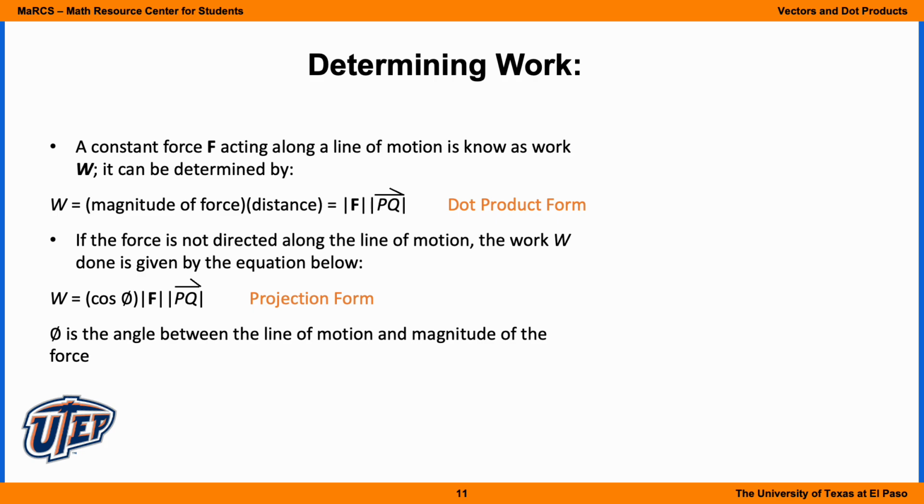A constant force F acting along a line of motion is known as work. So it can be determined by the magnitude of the force times the distance. So we have the magnitude of F, our vector, and the distance given by the initial point P and terminal point Q. Now, if the force is not directed along the line of motion, the work done is given by the equation below. So work is equal to the cosine of theta times the magnitude of the force times the distance. So theta is the angle between the line of motion and the magnitude of the force.